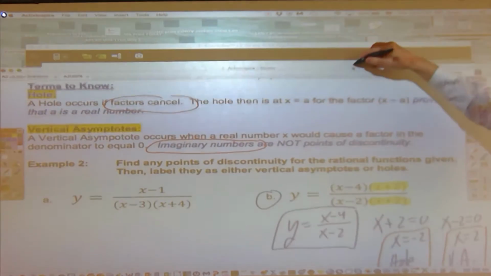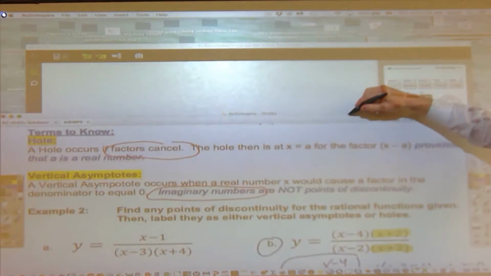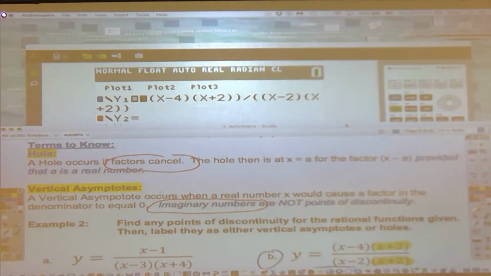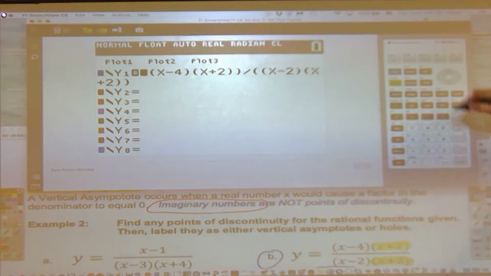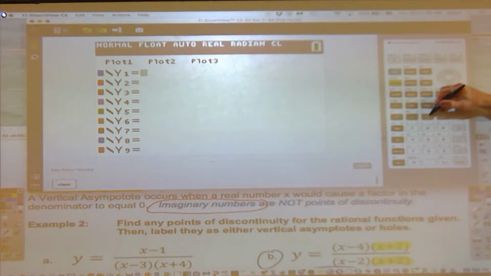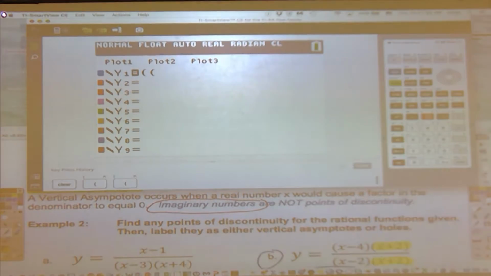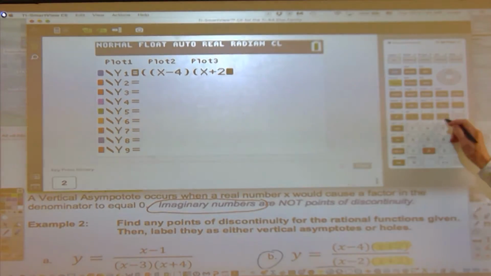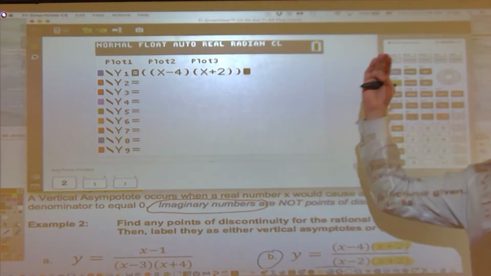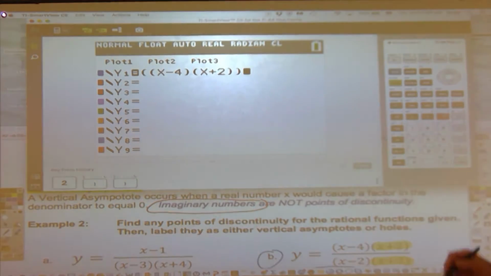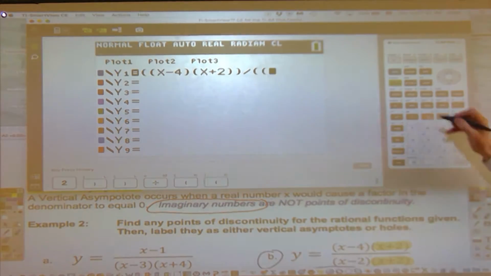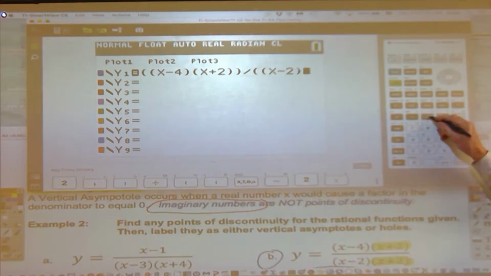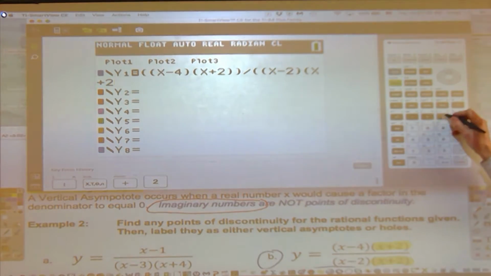So we're going to go to the y equals menu. It's not the easiest thing to type in the original equation. I typed it in for first period, but I'm going to type it in again. Since the numerator has two factors, I'm going to use a double left parenthesis before typing x minus 4 times x plus 2. Double right parenthesis means I've completed the numerator. Now, I'm going to open the denominator with another double left parenthesis, giving me x minus 2 times x plus 2.